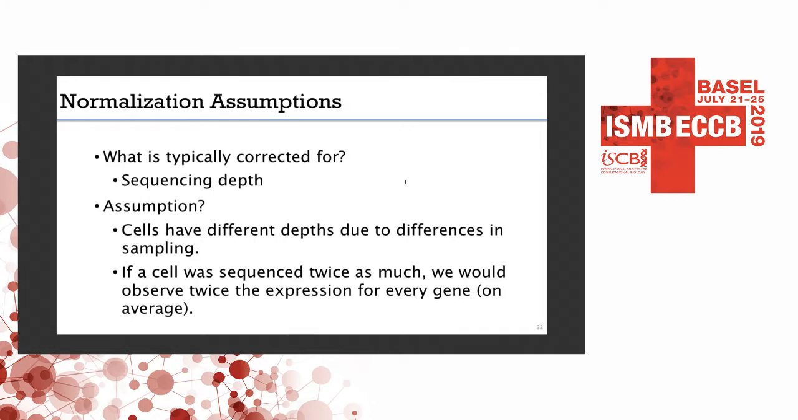So again, when we do normalization, we're typically correcting for sequencing depth. And the cells, we assume that they have different depths because of the differences in sampling. And we think that if a cell was sequenced twice as much, we would observe twice as much expression for every gene on average.